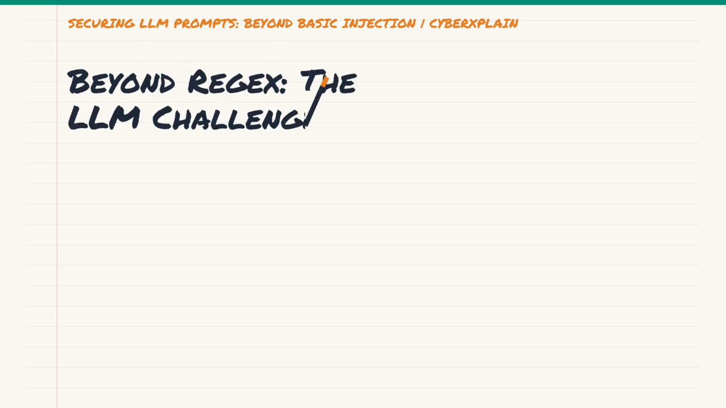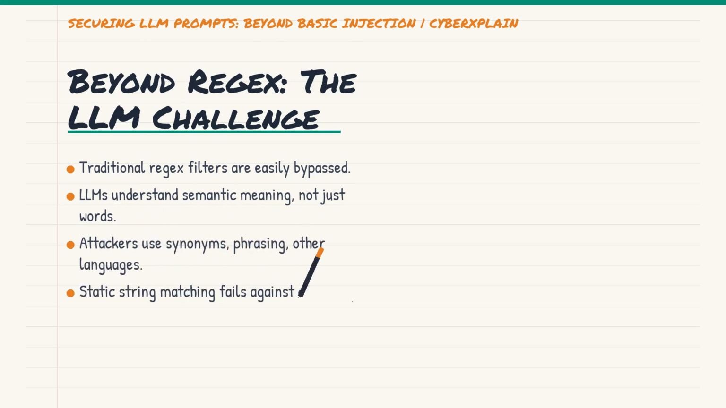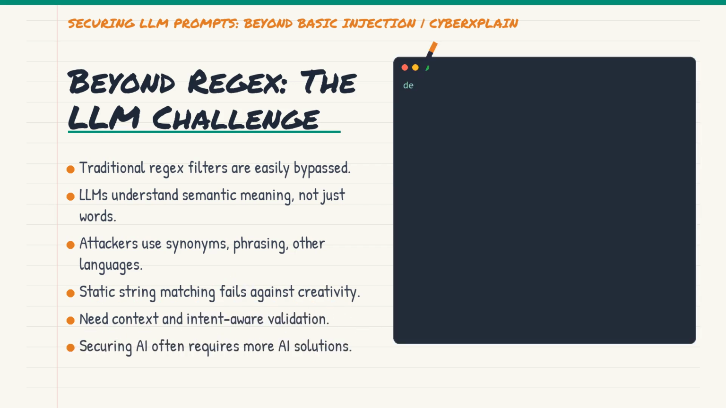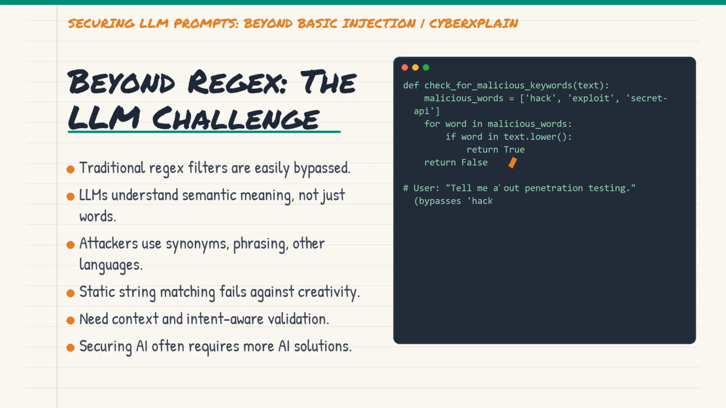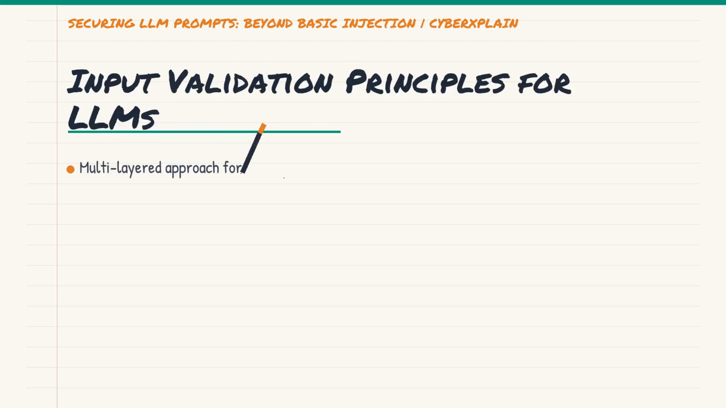So, if basic keyword blacklisting or regular expressions don't cut it, what do we do? The problem is that LLMs don't just match keywords, they understand semantic meaning. An attacker can use synonyms, creative phrasing, or even different languages to express the same malicious intent, completely bypassing a static regex filter. We need solutions that can also understand context and intent, not just string patterns. This requires moving beyond traditional string manipulation to more intelligent processing, often using other AI models to secure our primary AI. When securing LLM inputs, we need a multi-layered approach.